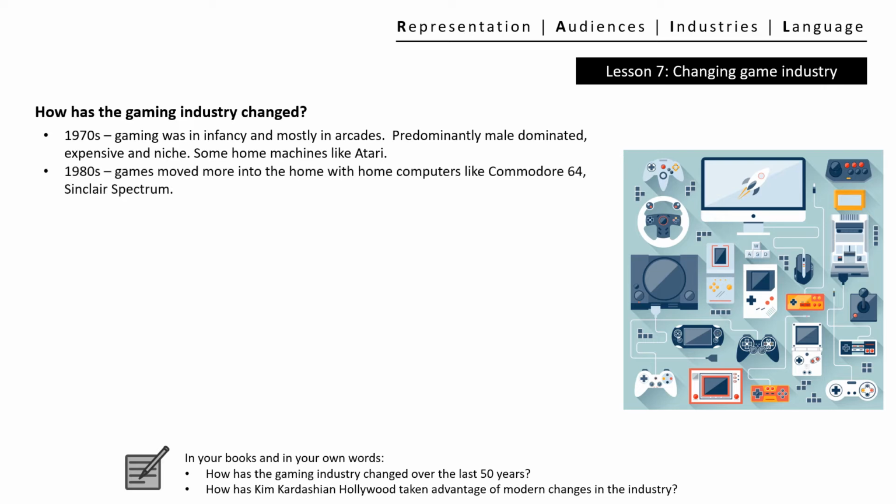In the 1980s, there was an increase in home computers, cheaper home computers like the Commodore 64 and the Sinclair Spectrum. And these were very low powered computers. The memory of a Spectrum was about 48K, and you couldn't actually save anything apart from to cassette tape. But you could still play games on them, and that brought gaming into people's homes in a slightly more regular way.